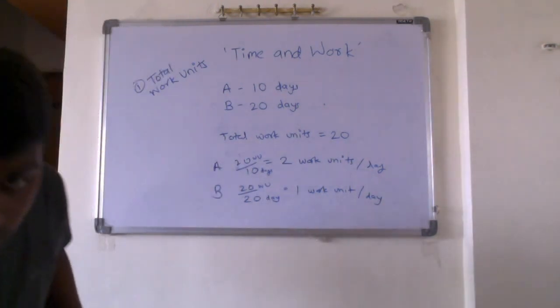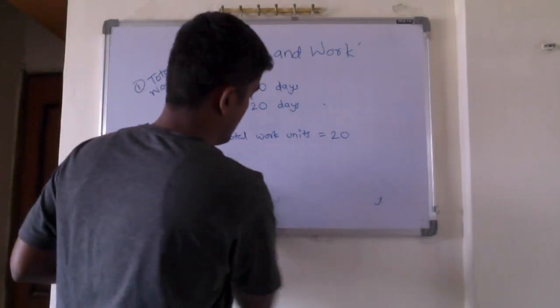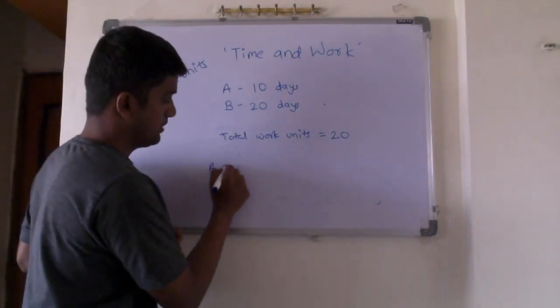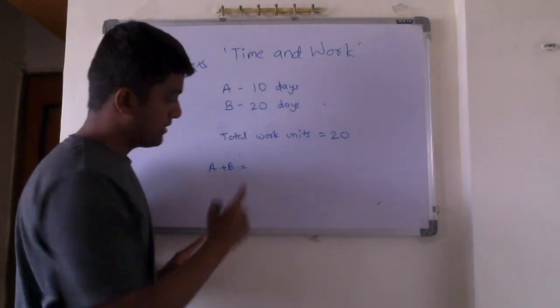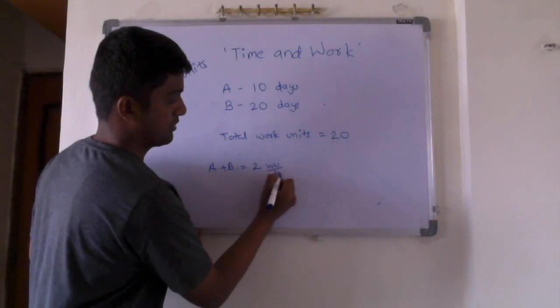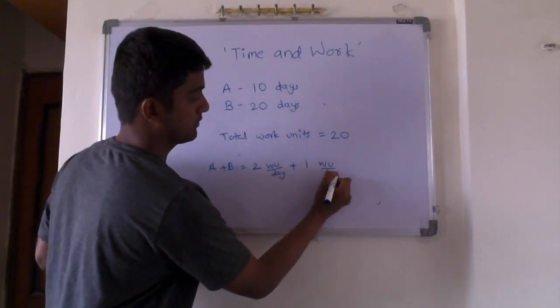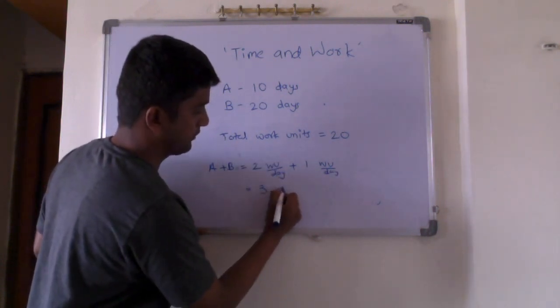Now if A and B work together, in one day A could complete 2 work units and B could complete 1 work unit. So in one day A and B together could complete 3 work units.